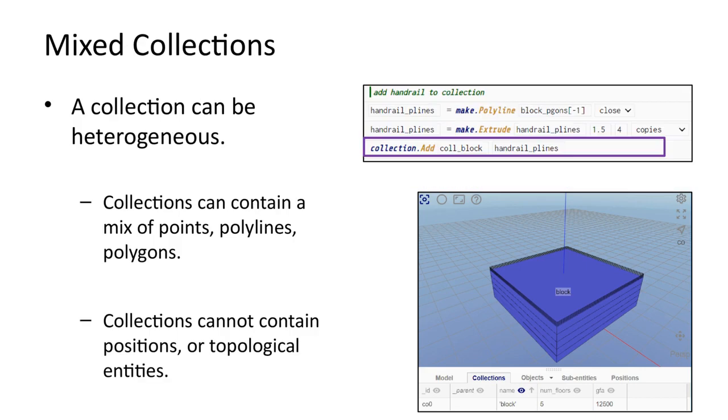A collection can be heterogeneous. So you can add any type of object. In the example, we create some polylines representing handrails. The polylines can be added to the same collection. The collection now contains both polygons and polylines. Note that positions and topological entities cannot be added to collections. They are not objects.